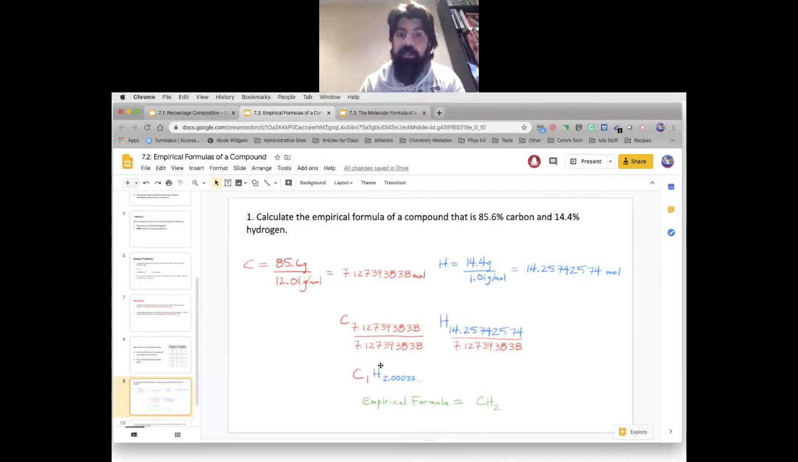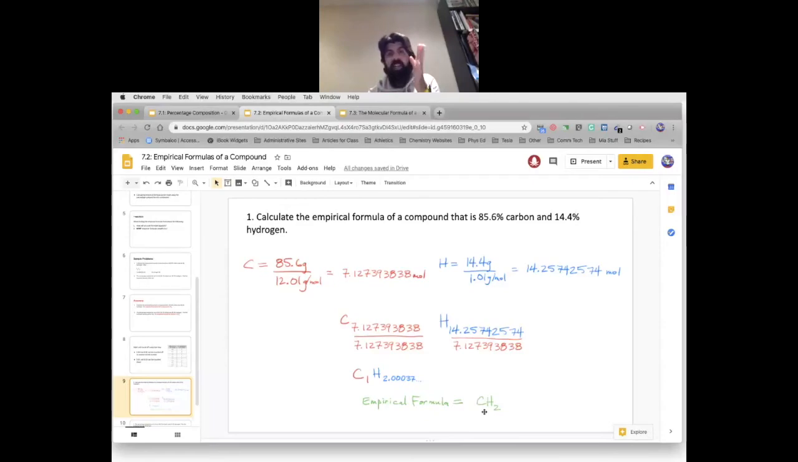And hydrogen's empirical formula will simplify to a 2.000037. So the more numbers you have, the better off you're going to be for this empirical formula. So I can't stress how important it is to carry the numbers over a little bit. Okay, so the empirical formula in this example works out to CH2.